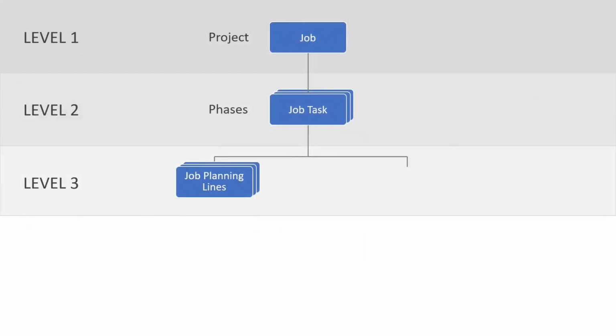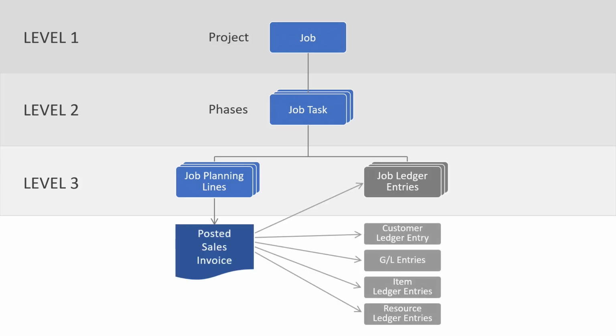So here I'm back at the job hierarchy. We have our job task, and then our job planning lines. Based on our job planning lines, we can create a sales invoice. When we create it at first, it will be a draft invoice, but when we post it, several different ledger entries can be created based on this invoice. So on the job, we will create new job ledger entries of the type sales. And of course, we will be able to see that this invoice is linked to our job.